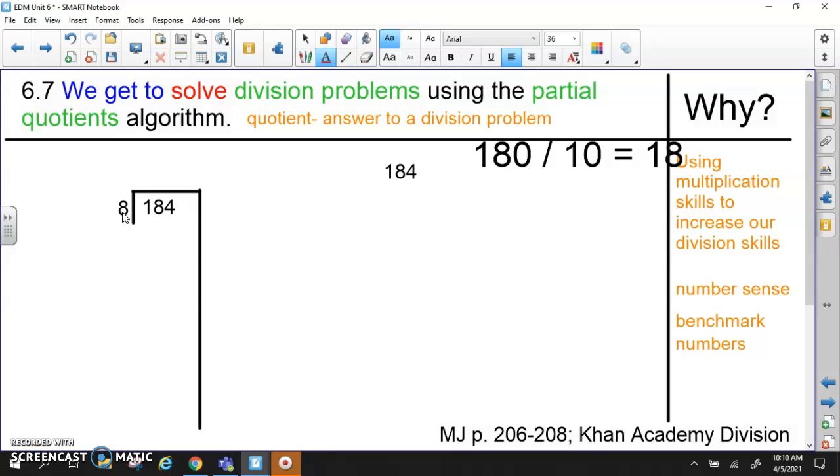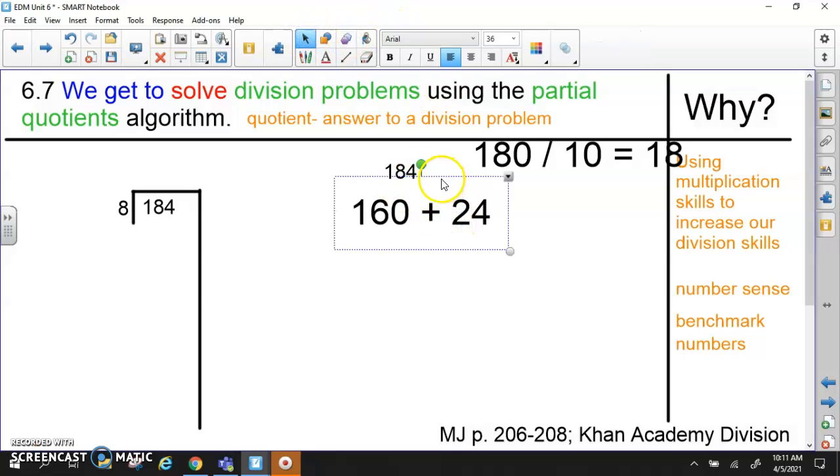I like 160. Tell me why 160. Anybody besides who just told me? Tell me why 160 would be a good one. Yes, sir, in the blue. Yeah, 8. That's right. 8 has this relationship that we know of with 16 already.